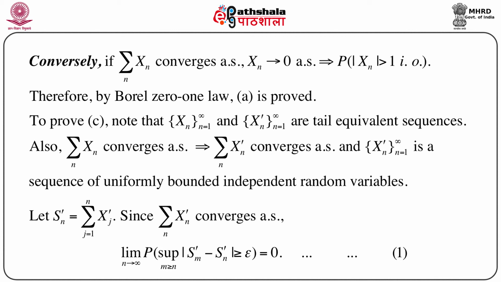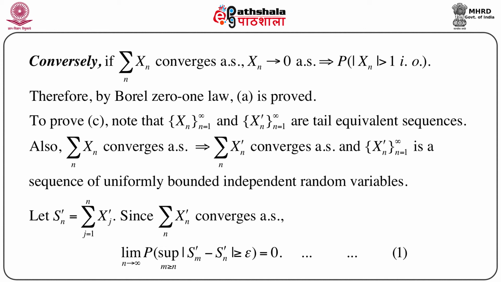Now let us prove C. To prove C, note that the sequence Xn and the sequence Xn' are tail equivalent sequences. We have already defined the meaning of tail equivalent sequences. Also, it is given that the summation of Xn converges almost surely. So, naturally this will imply that the summation of Xn' converges almost surely, and if you recall the definition of Xn', it is clear that Xn' is a sequence of uniformly bounded independent random variables. Now, define Sn' as the summation over j equals 1 to n of Xj'.